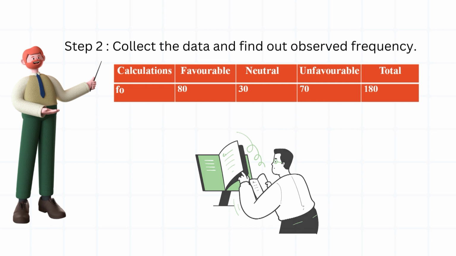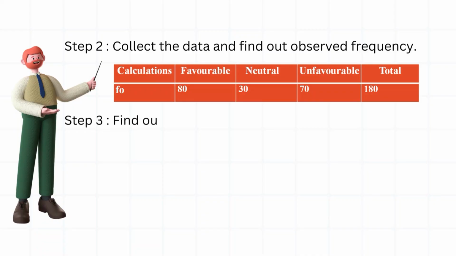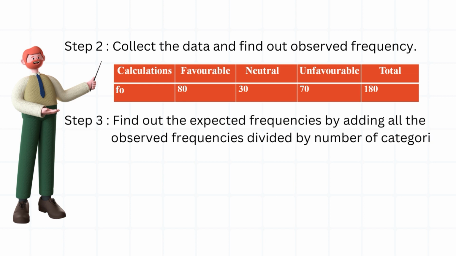In the favorable category, 80 frequencies are there. In the neutral category, 30 frequencies are there, and in the unfavorable category, 70 frequencies are there, and the total would be 180. As I said, the total sample size is 180. So, 80, 30 and 70. This would be the second step. We have to collect the data and find out the observed frequency, meaning you have to enter different frequencies in different cells. And in the third step, we have to find out the expected frequencies by adding all the observed frequencies divided by the number of categories.